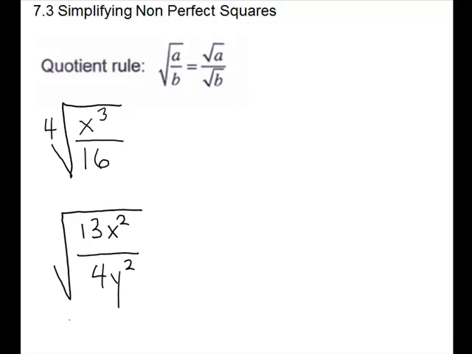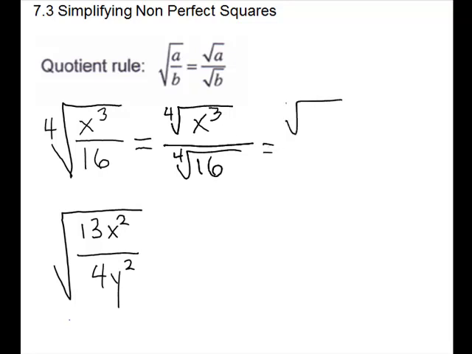Here are a couple more problems. So we will also use the quotient rule. We will break this into two separate radicals. Keep the index, so fourth root of x cubed over fourth root of 16. For the numerator, there's nothing we can do there, so we'll keep that piece. And for the denominator, 16 is actually a perfect fourth power. 2 to the 4th is 16, so the 4th root of 16 is 2. And that one's simplified.